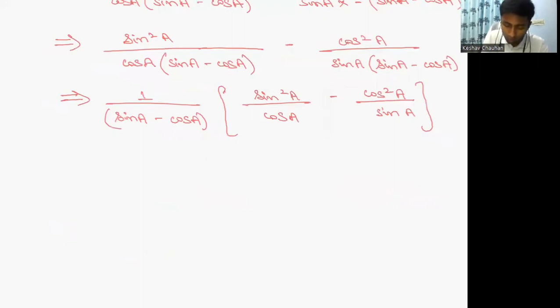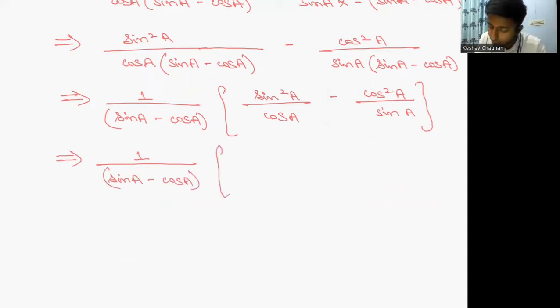Now we'll take the LCM in the bracket. 1 upon sin A minus cos A. And what would the LCM be? Sin A into cos A. And here it becomes sin cube A minus cos cube A.